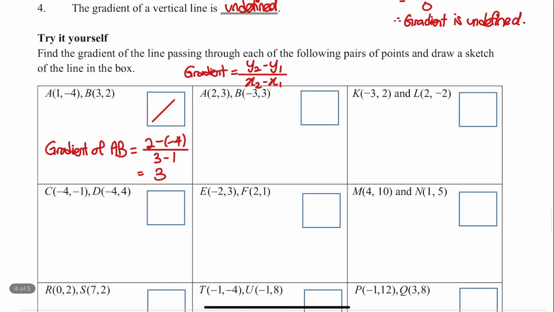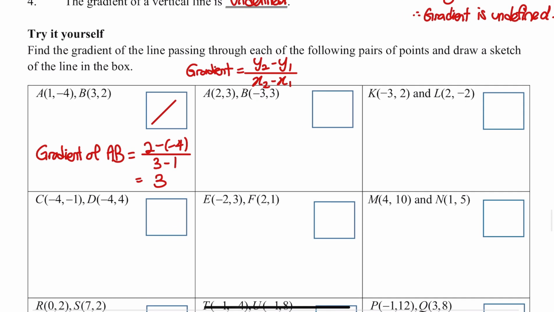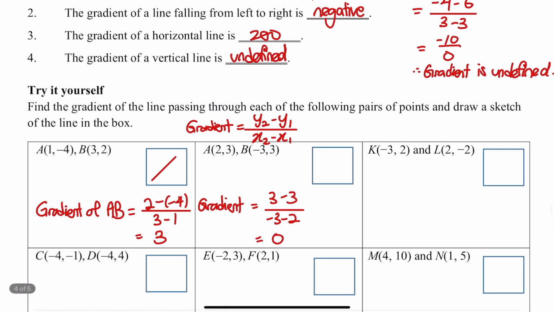Okay. Next one, gradient of line AB simply equals 3 minus 3 over negative 3 minus 2. I should get 0. If gradient is 0, this means it's a horizontal line. Your graph should look like this.